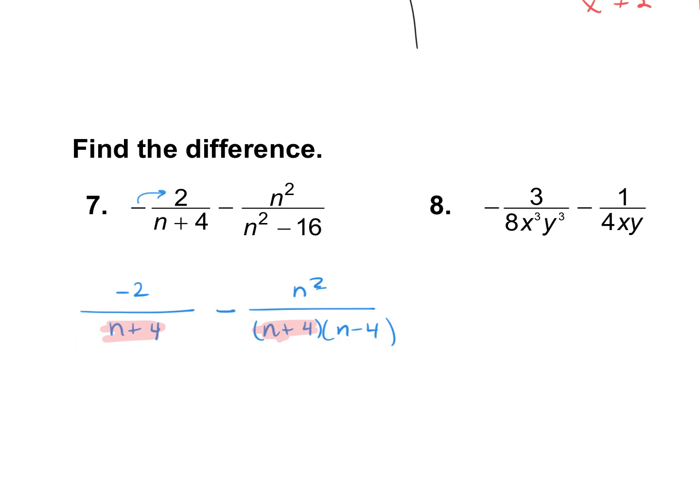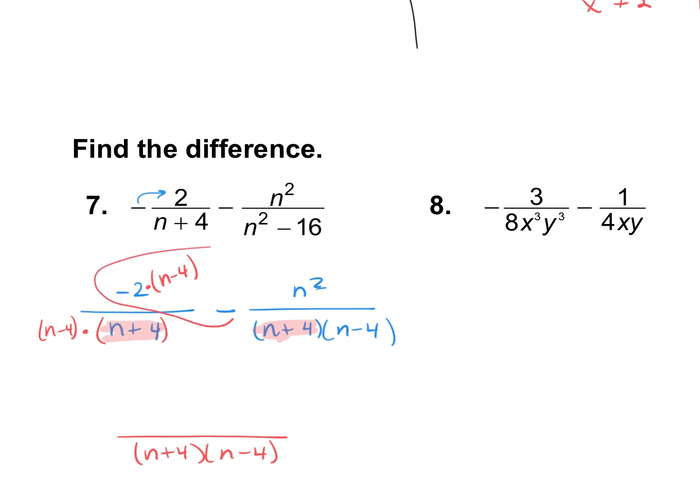So we're going to multiply in, I'll go ahead and put parentheses around that, an n minus 4. Maybe this one I'll multiply in behind it because that's kind of what it's going to look like. Now we have a common denominator of n plus 4 times n minus 4. Now the numerator, we have all of this going on: a negative 2 times n minus 4, minus an n squared.